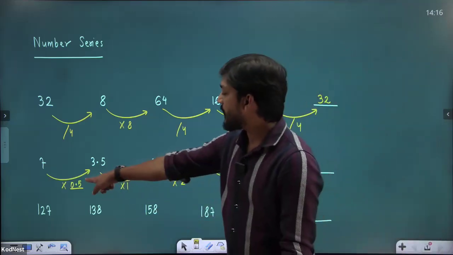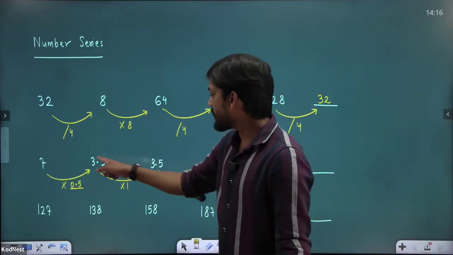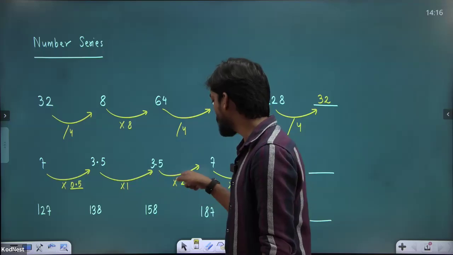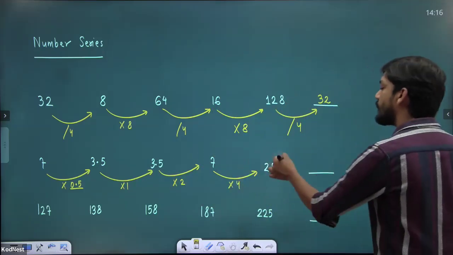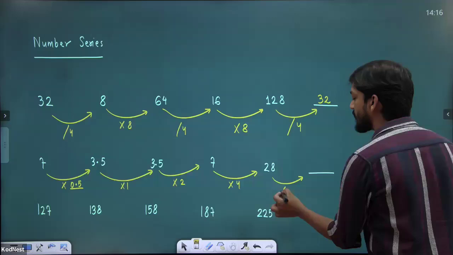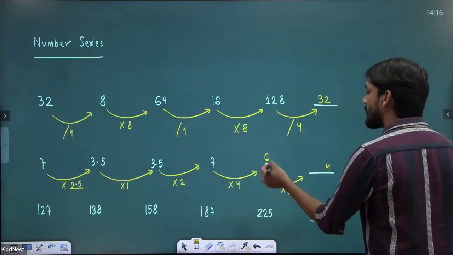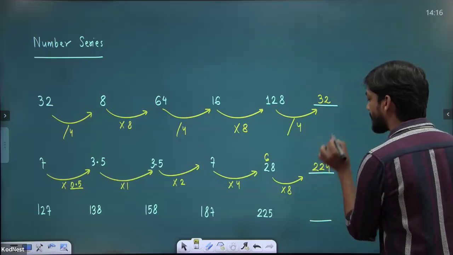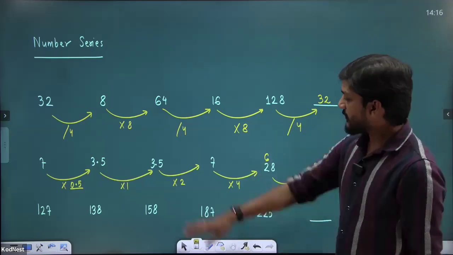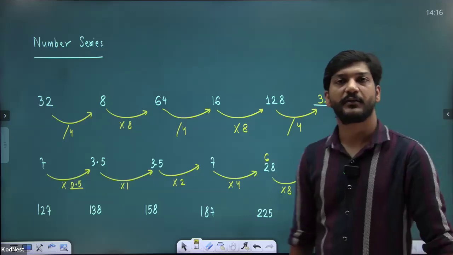So my dear, we are starting with 0.5. Twice of 0.5 is 1. Twice of 1 is 2. Twice of 2 is 4. Twice of 4 is 8. So multiply by 8: 28 into 8 gives 224. So this is how we have to carry on with this.